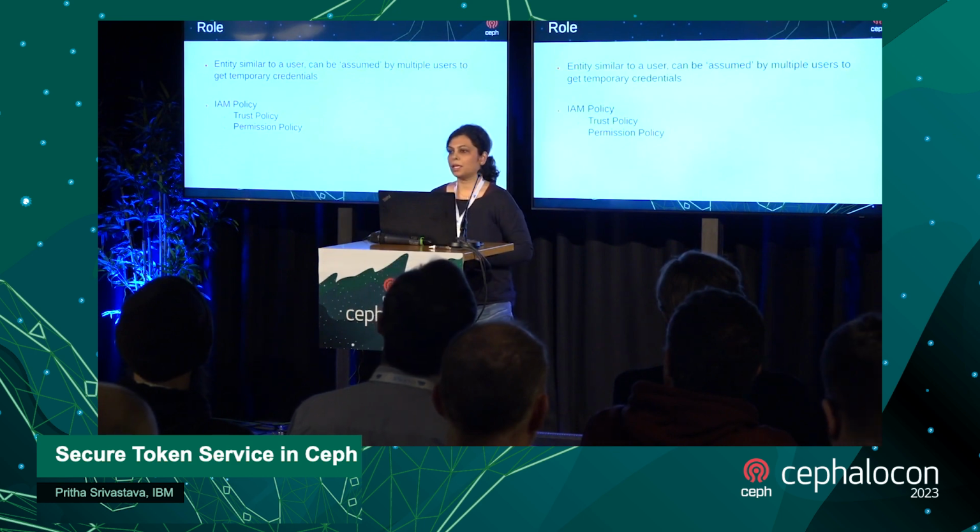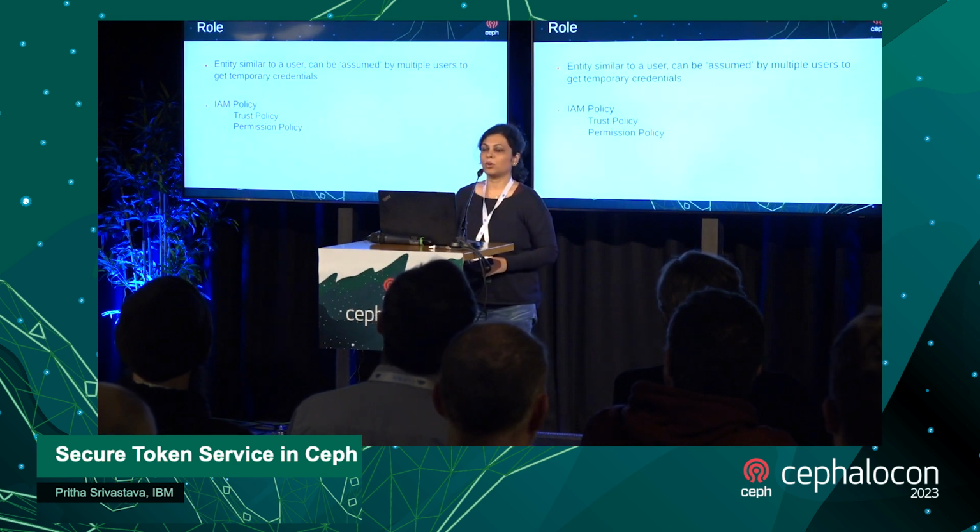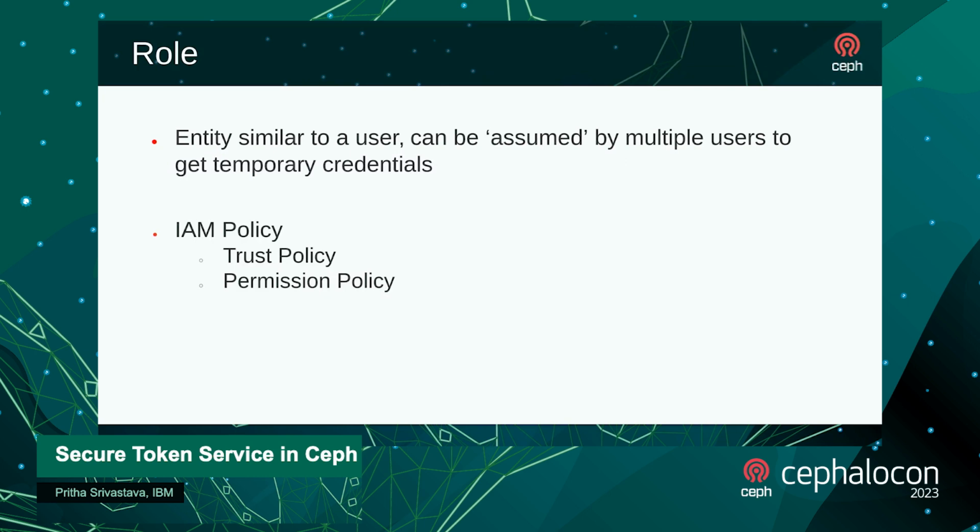In the next few slides, I'll talk about the basic building blocks of STS, starting off with what is a role. A role is an entity or an identity which is similar to a user, but it doesn't have any permanent S3 credentials attached to it. It can be assumed by multiple users to get back temporary credentials, and it is associated with two IAM policies.